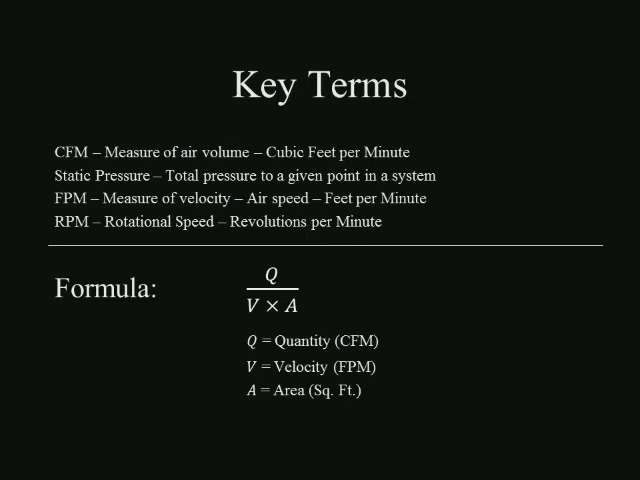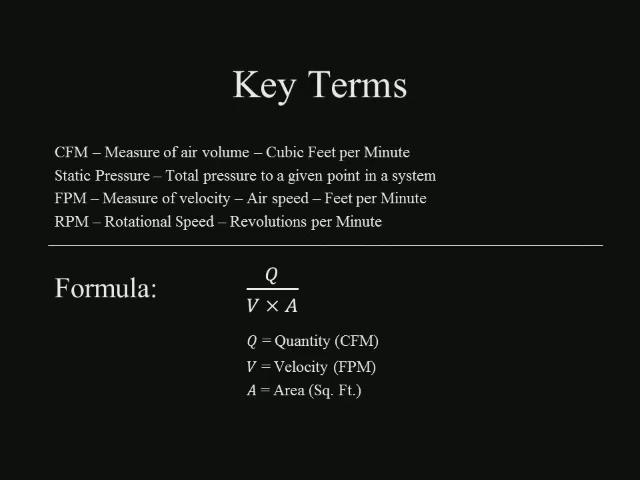RPM is rotational speed. This primarily deals with the fan. Obviously, the faster a fan spins, the more air it's going to move. The slower you spin it, it's going to move less air. It may take more RPM to move more air, or it may take more RPM to overcome more static pressure at a given CFM. So these are all important terms that you need to know. You've got to know the difference between a CFM, an FPM, and an RPM to make all this make sense.